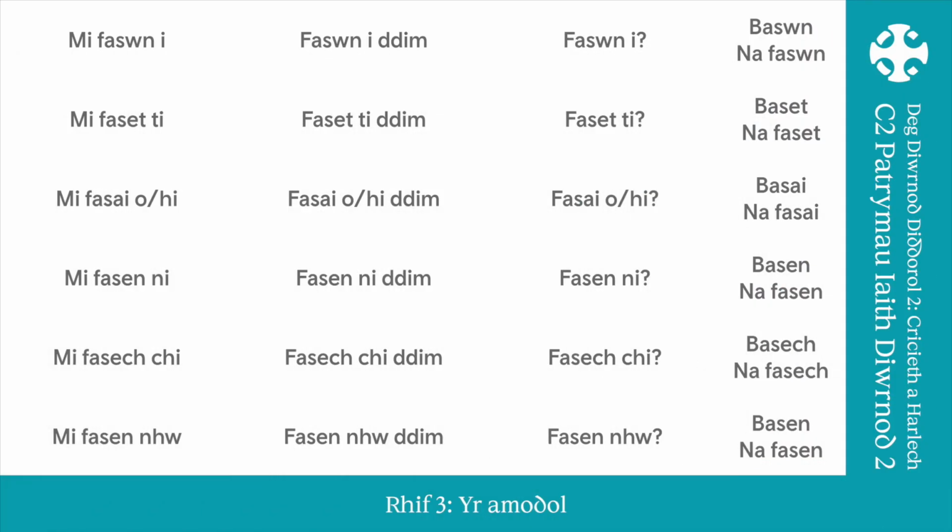Here is the full pattern. Mi faswn i, mi fasa ti, mi fasa fo, mi fasa hi, mi fasa ni, mi fasa chi, mi fasa nhw. Faswn i ddim, fasa ti ddim, fasa fo ddim, fasa hi ddim, fasa ni ddim, fasa chi ddim, fasa nhw ddim. Faswn i, fasa ti, fasa fo, fasa hi, fasa ni, fasa chi, fasa nhw. Baswn, na faswn. Baset, na faset. Basai, na fasai. Basen, na fasen.